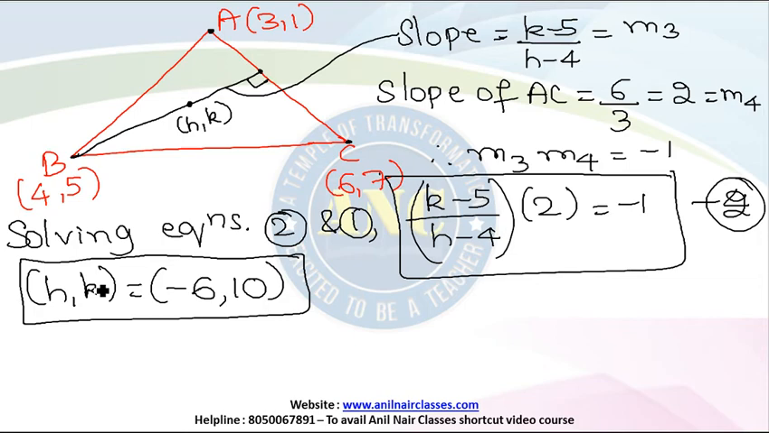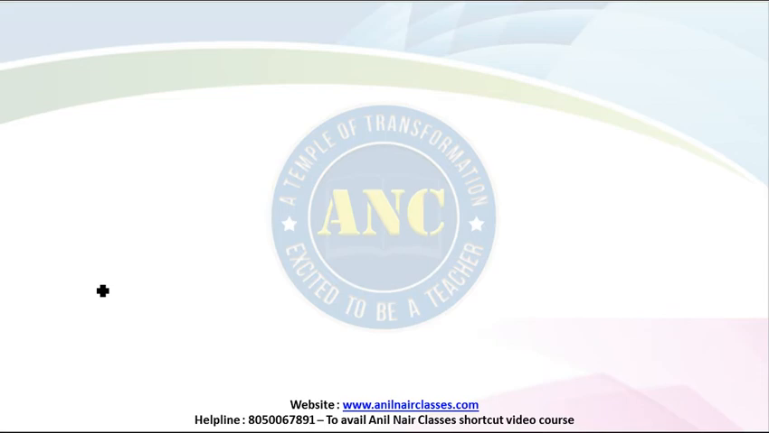I hope the idea is very clear, and I believe that you understood the difference between circumcenter and orthocenter, and you also understood the difference between perpendicular bisector and altitude. I hope everyone is supremely clear with these concepts.